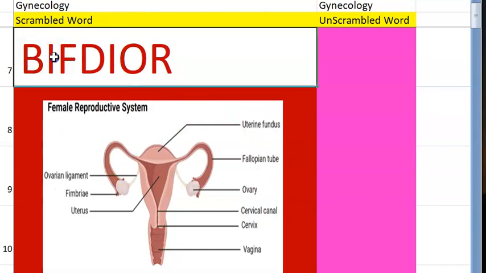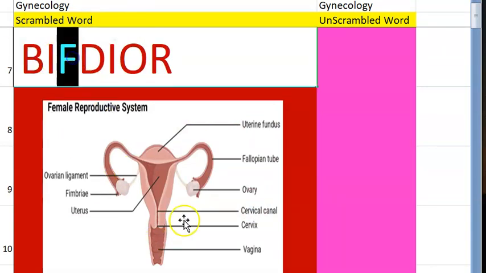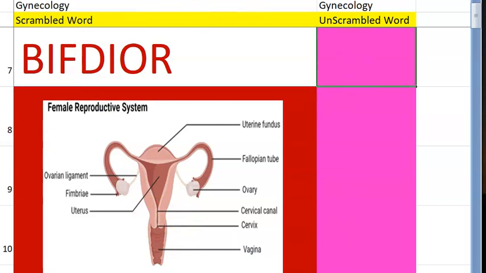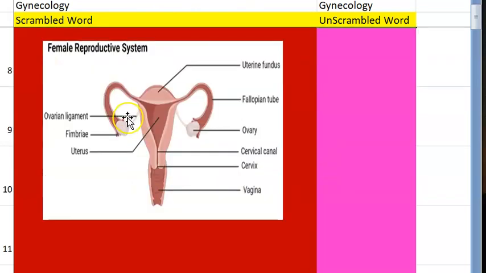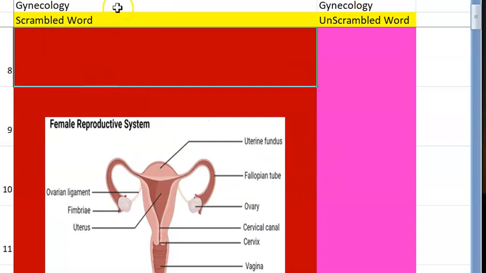What is this one? It starts with an F. It is a benign tumor, fibroid. Very good. Leiomyoma also. What is the eighth one, guys?